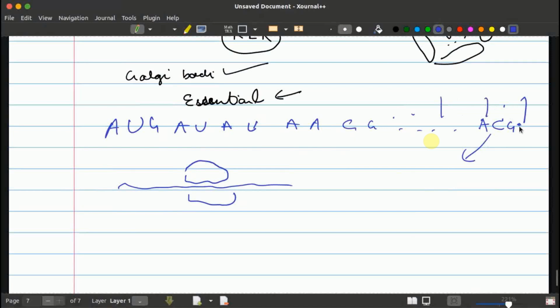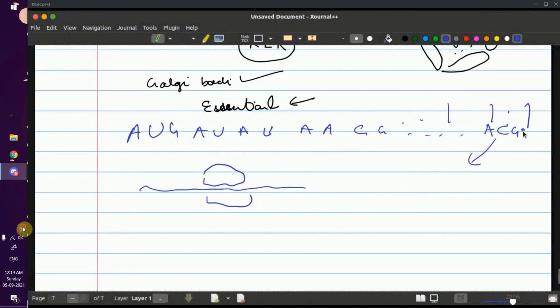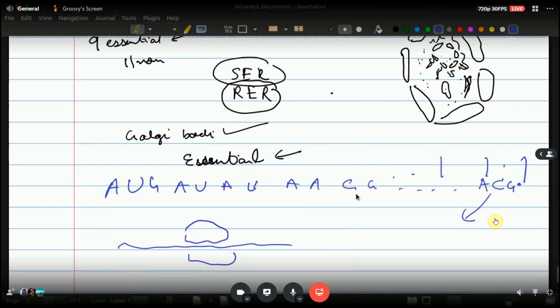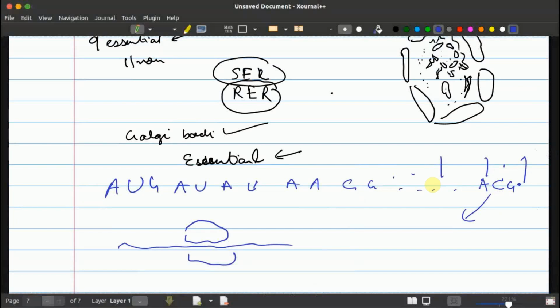So just by looking at 3 letters, you cannot directly say what it is coding for. It might be part of 2 separate amino acid codons. So that is the importance of reading frame. And reading frame is what causes most of the mutations.